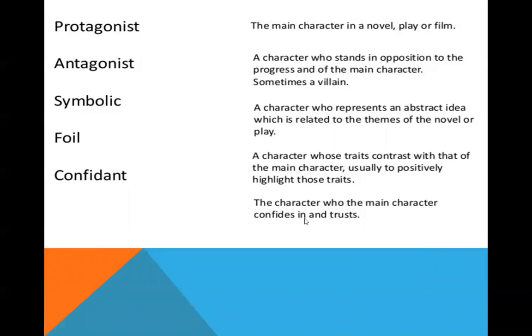Symbolic: a character who represents an abstract idea which is related to the themes of the novel or a play. Okay, foil is a character whose traits contrast with those of the main character, usually to positively highlight those traits. Usually the foil is sometimes played as the antagonist or the villain. Confidant, okay, the character whom the main character confides in and trusts. So this is a trustworthy character.